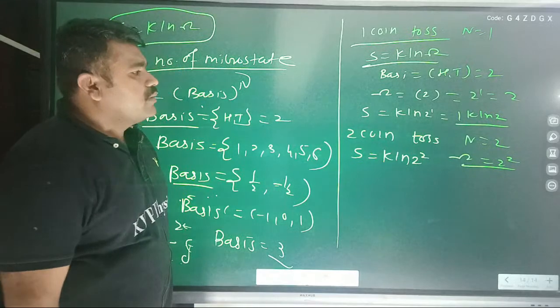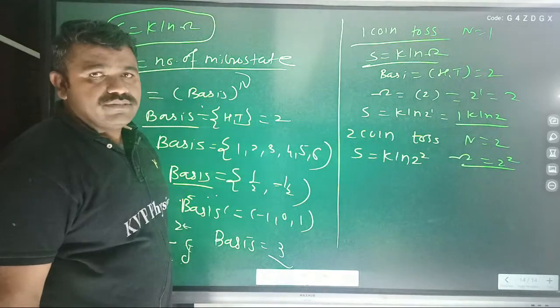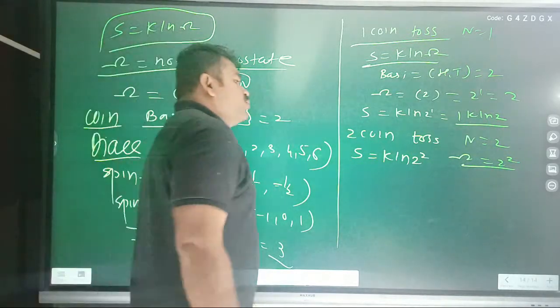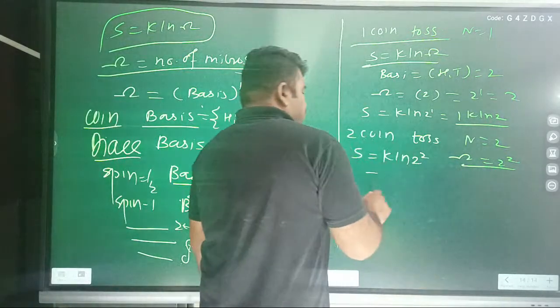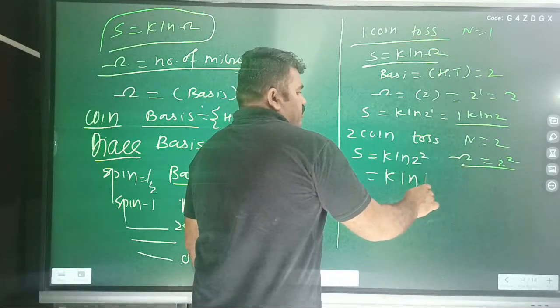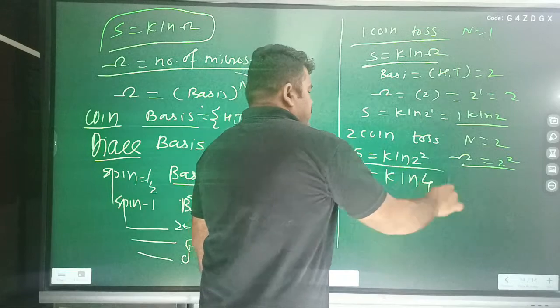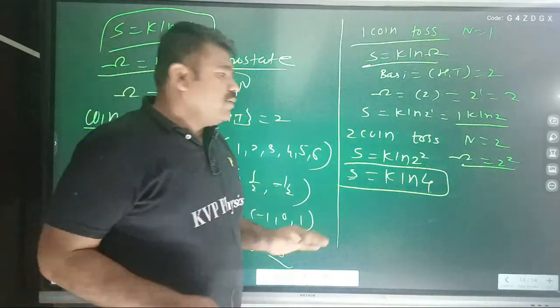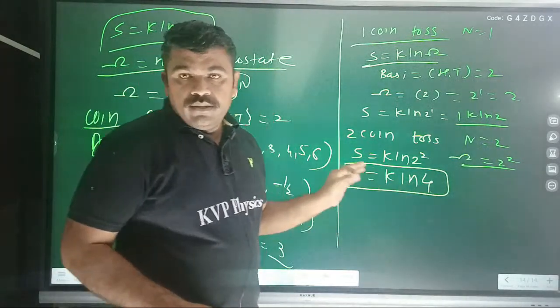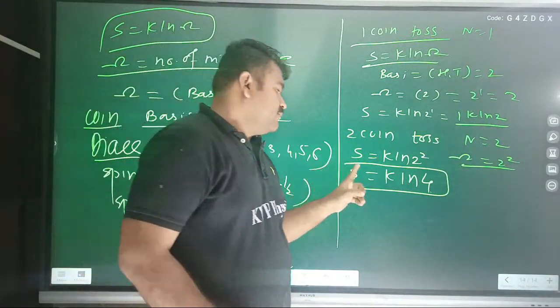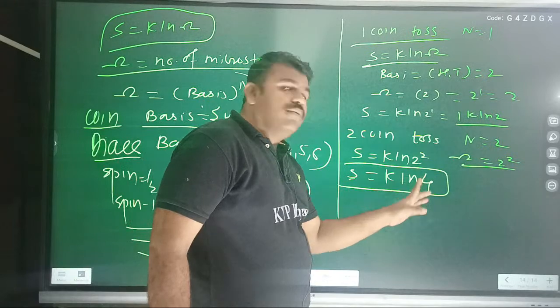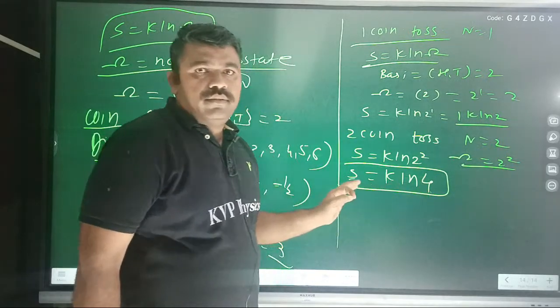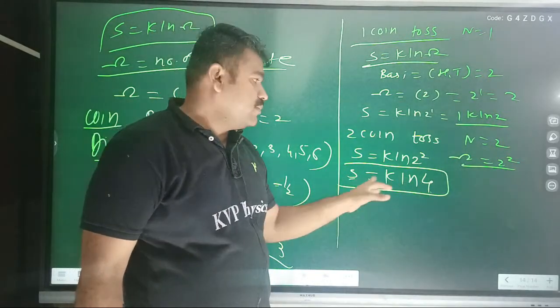And since we are taking a coin system, the basis is always 2 here or there. Clear? 2 to the power 2. So this can be written as k ln 4. S is equal to how much? k ln 4. But in options A, B, C, D, no option contains k ln 4. Yes or no? All options are different from this one.